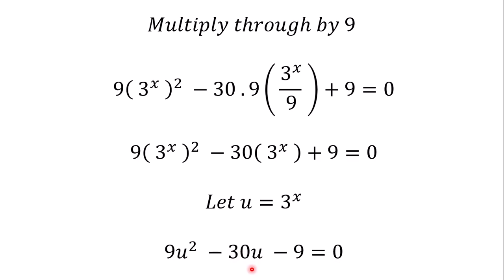So how are we going to find the value of u? Well, since it's a quadratic equation, we can use the factorization method, the quadratic formula, or the completing square method. But here we are going to use the factorization approach. But first we are just going to reduce the figures involved in the equation. So we are going to multiply this equation by 1 over 3. So let's multiply through by 1 over 3.